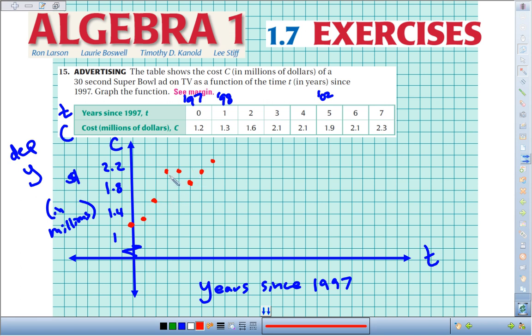It's not perfectly linear. Again, real-world data rarely is perfectly linear, but we have this general upward trend, which, yeah, would kind of make sense. The more years go by, things get more expensive. So in general, we see that upward trend.